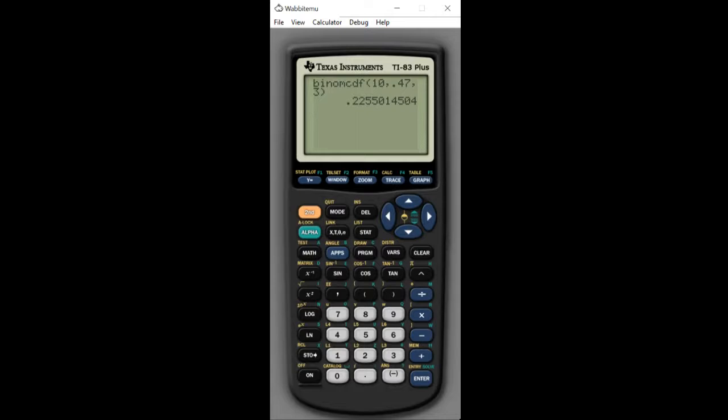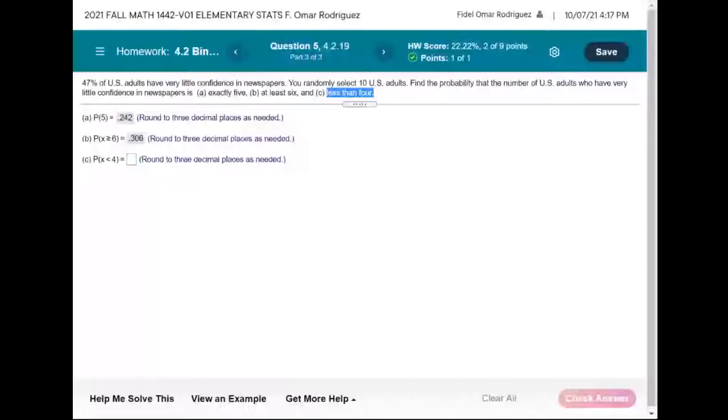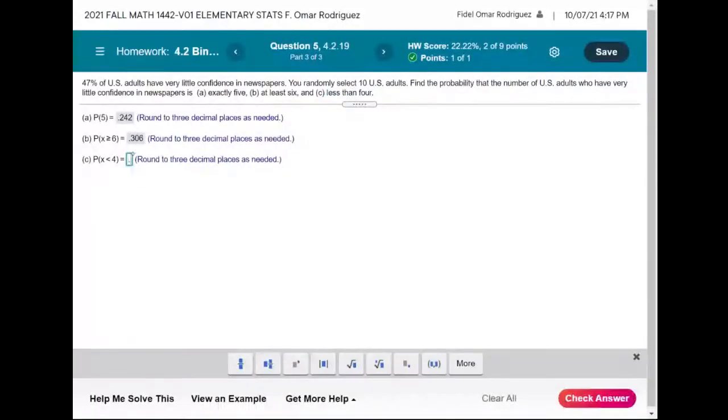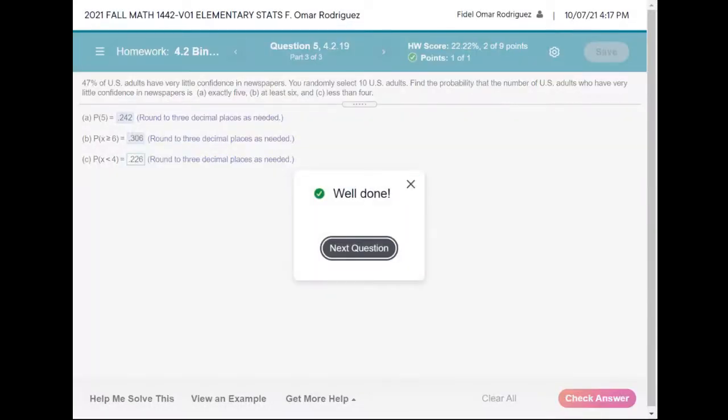And I'm coming up with 0.255. So to 3 decimal places, I would say 0.226, right? So let me stop sharing this. And let's come back to our answer. And let's see. Here we go, right here. And I'm coming up with 0.226. And I'm going to check it.